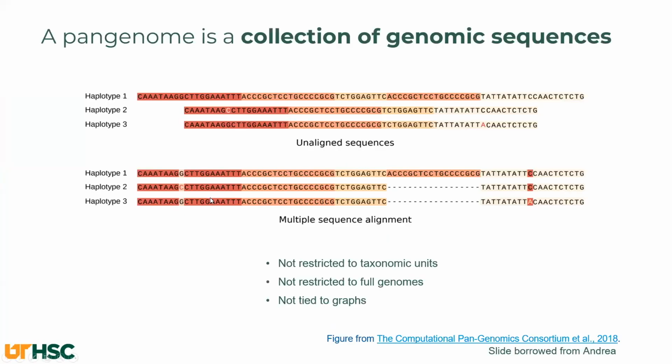So the first question is, what is a pangenome? A pangenome is a collection of genomic sequences. As you can see in this figure, both of these are an example of a pangenome. In the first one, you can see unaligned sequences. Instead, in the second one, you can see there is an alignment, so the sequences are aligned. Both of these are an example of a pangenome. It means that the pangenome is not tied to graphs, for example.